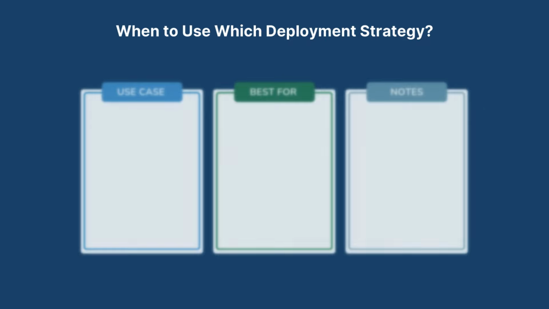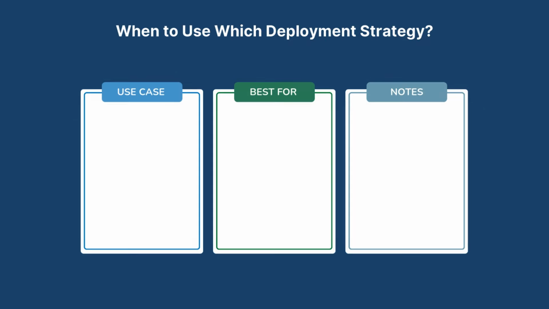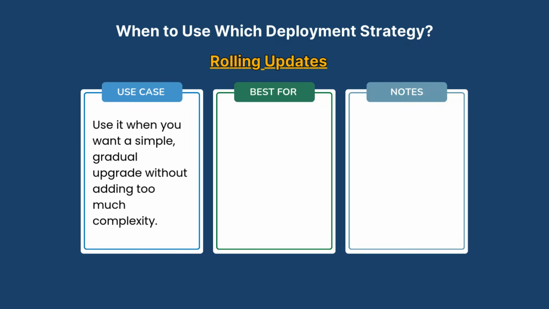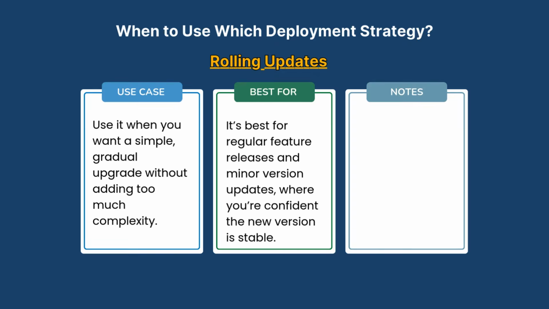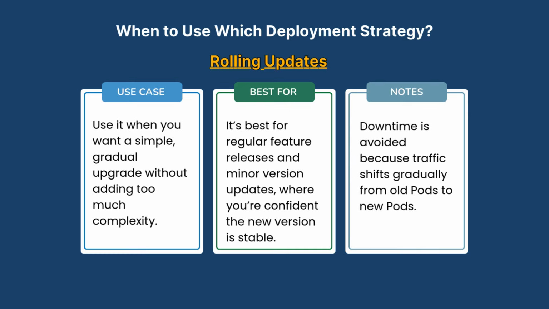Now that we have learned about rolling updates, Canary, and blue-green deployments, the question is, when should you use which one? First, let's see when you should use rolling update. This is the default in Kubernetes. Use it when you want a simple gradual update without adding too much complexity. It's best for regular feature releases and minor version updates where you are confident the newer version is stable. Downtime is avoided because traffic shifts gradually from old pods to new ones.